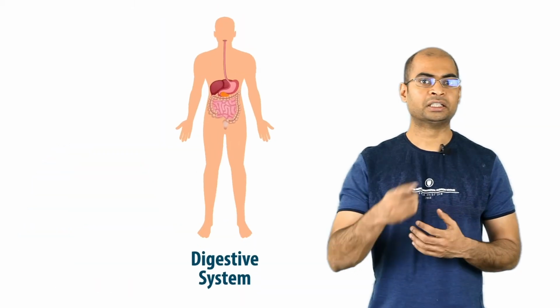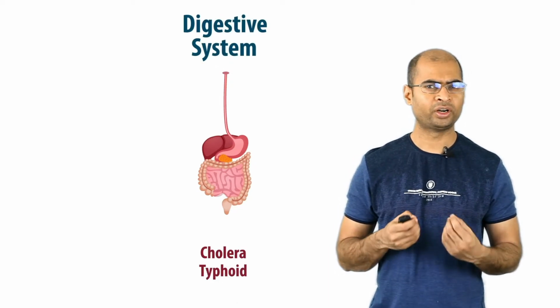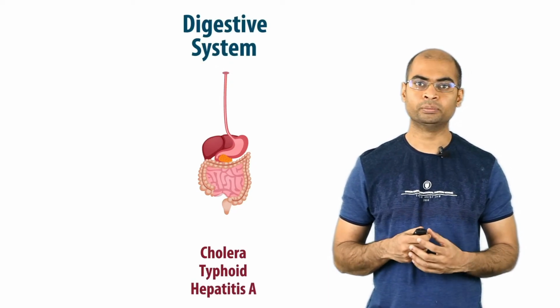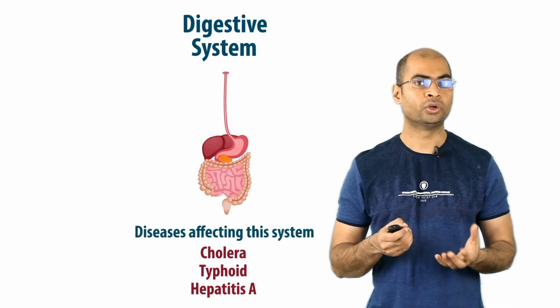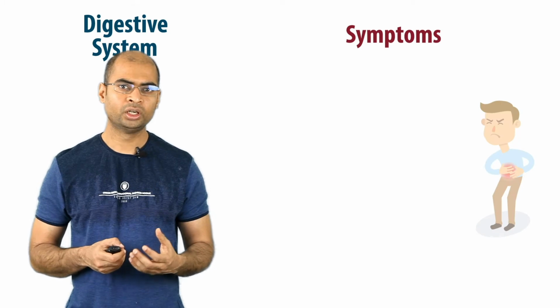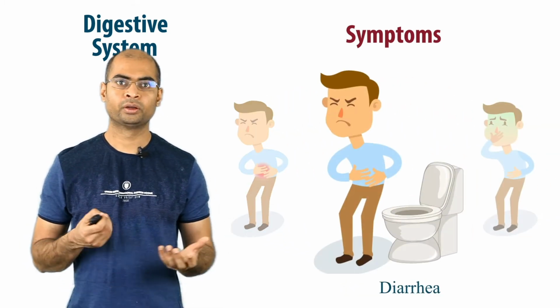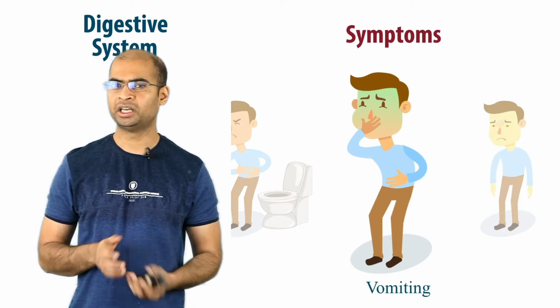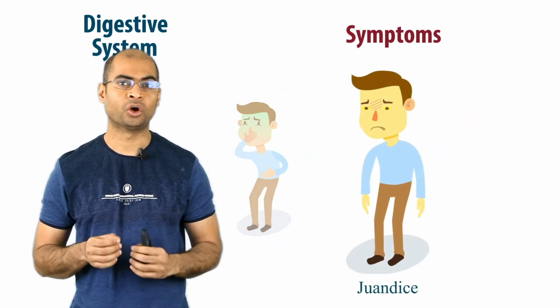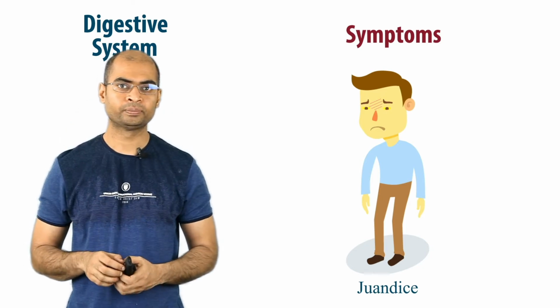The next is the digestive system. Diseases like cholera, typhoid and hepatitis A attack this system and can damage your digestion process. If you do not digest your food, you can get stomachache, diarrhea and vomiting, which can further cause symptoms like dehydration, weakness and even jaundice. You know, the yellowing of eyes and skin that you see?